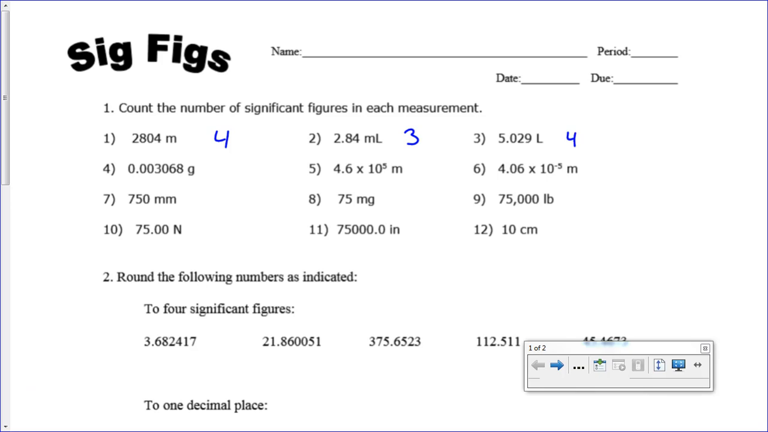Number 4, all right, now we have 2 different kinds of zeros. We've got these ones which are up front. Those are leading zeros. Leading zeros never count, all right? Then we have this zero here, which is a sandwich zero, which does count. Okay, getting rid of the leading zeros, which don't count, we have 4 digits left, which are significant, so that's 4 for this one.